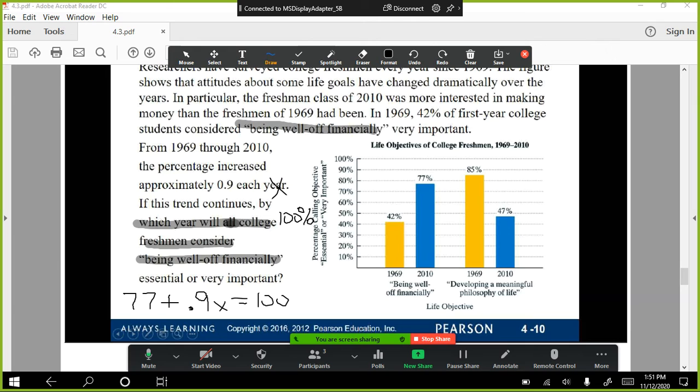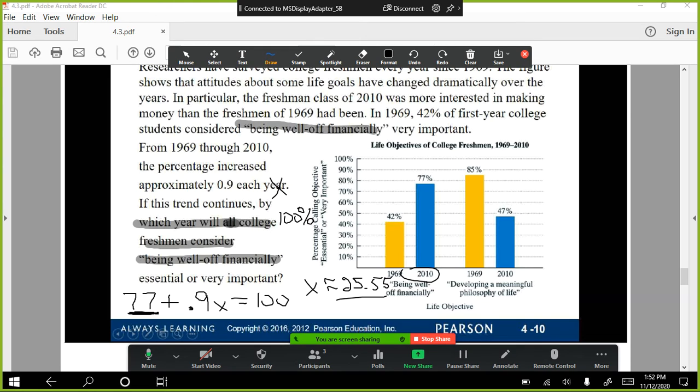So now once we set that up, that becomes an easy subtract and divide. Subtract 77, which is 23, and then divide by 0.9. And I am getting 25.55. X is about 25.55, which means in about 25 and a half years from when it was 77%, which was 2010.